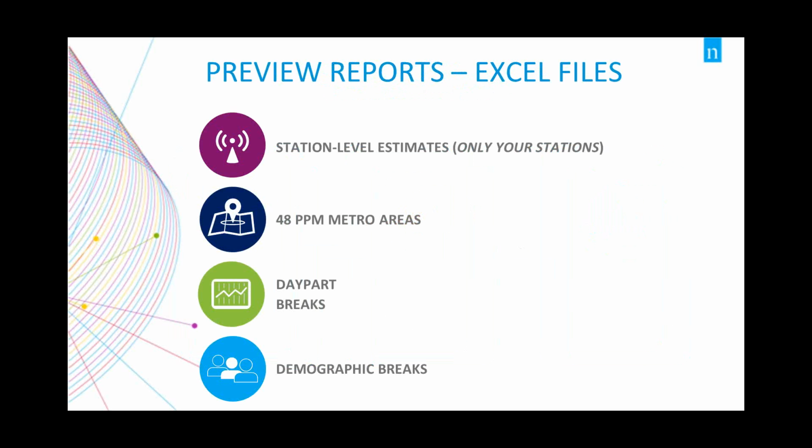So there are Excel documents. Obviously, I mentioned earlier that at launch, you'll be able to access the data through TapScan, but right now there'll be Excel documents. They provide station-level estimates for only your stations, and only you will see that, by the way. The 48 PPM metro areas are the first set of markets that we will look at, not the last under any circumstances. You will indeed see day part and demo breaks as part of these preview reports.